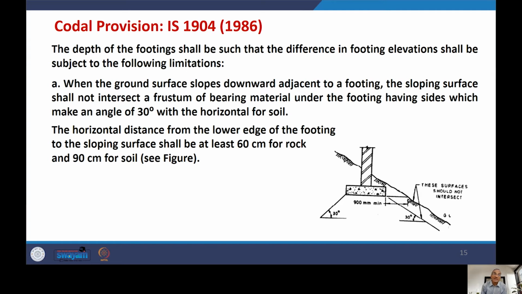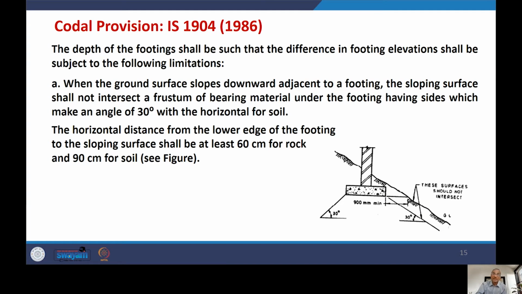The second thing, the horizontal distance from the lower edge of the footing to the sloping surface, that is this distance, should be at least 600 mm for the rocky side, or 900 mm for the soil side. So if you are not sure whether it is soil or rock, try to keep it at least 900 mm, 90 centimeter, which is about 3 feet from the slope to the lower edge of the footing. So this is the first condition prescribed by Indian Standard Code.